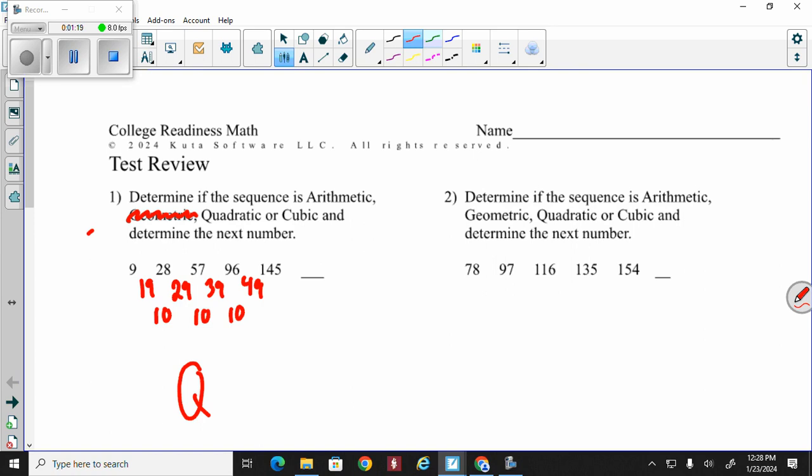Now, in order to find the next number, remember the shortcut way is to take all the numbers at the tail end and just add them all up. So 145 plus 49 plus 10 gives me 204.